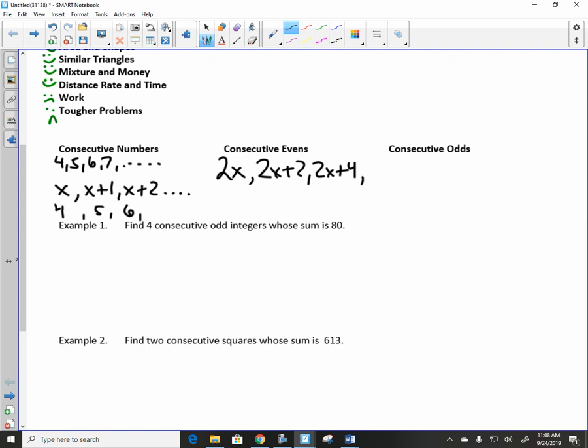Consecutive odds. Now that I made a number even, what would I do to an even number in order to make it odd? Close. x plus 1 and x plus 3, this works in some scenarios. For example, suppose x was 4. Then you get 5 and you get 7, right? But suppose x was 5. Then you get 6 and you get 8. So those are not odd.